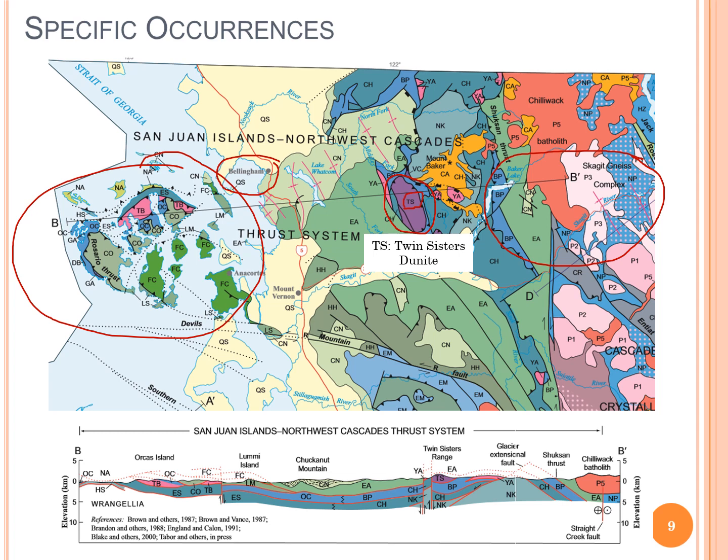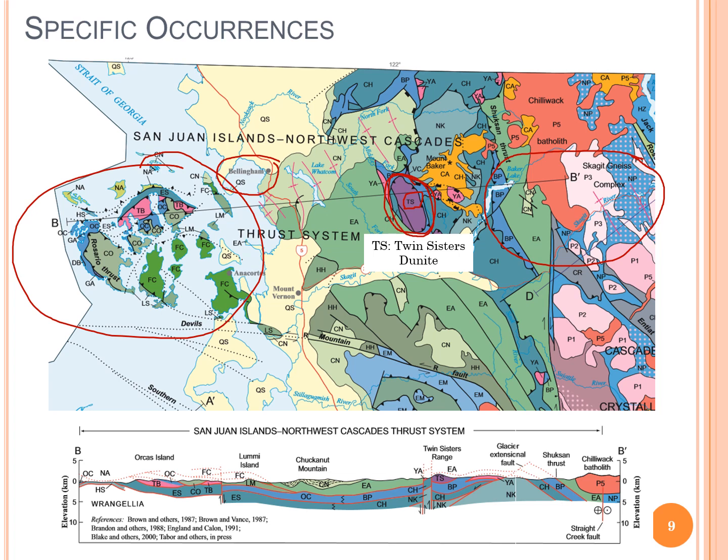As we talked about before, the Twin Sisters Dunite is a unique geologic formation made up almost entirely of the mineral Dunite, which is itself made of olivine. It's a unique formation, again about 25 by 15 kilometers wide, and it stands out here in the geologic map of the northwest area around Bellingham as a very distinct block. I want to point out a couple of things here.